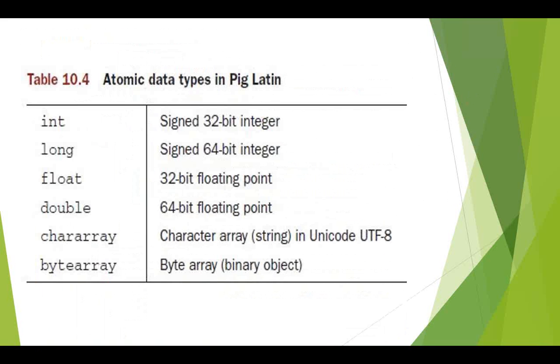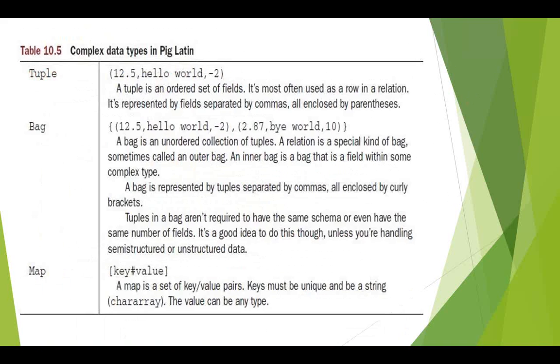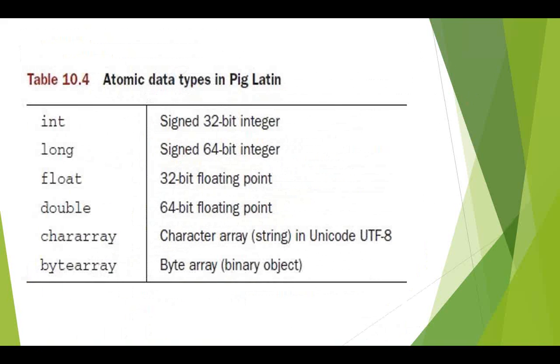Now the extra ones we see here are the character array and byte array. These are the two extra data types present in Pig Latin that are not present in any other language. What are they? A character array is similar to an array which stores only characters, and the byte array is also an array which stores data in the form of bytes. So these are the various data types in Pig Latin.